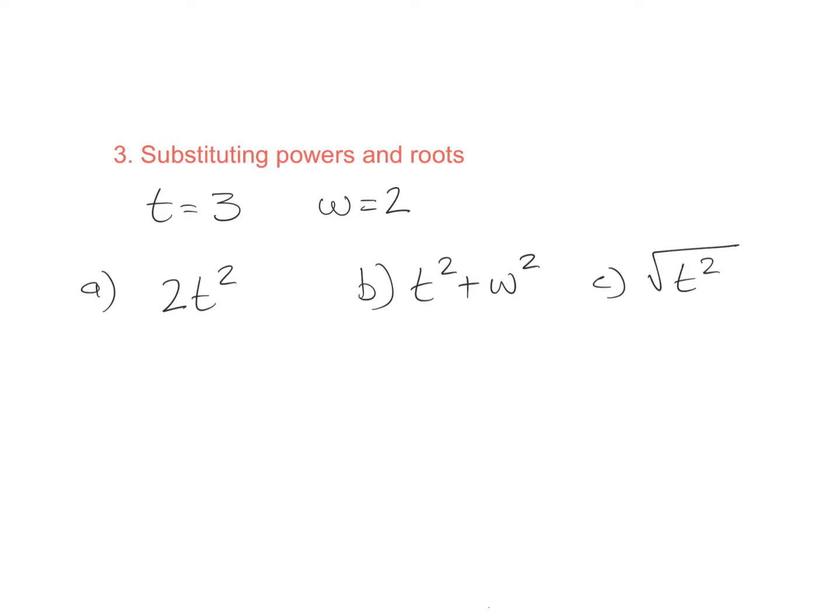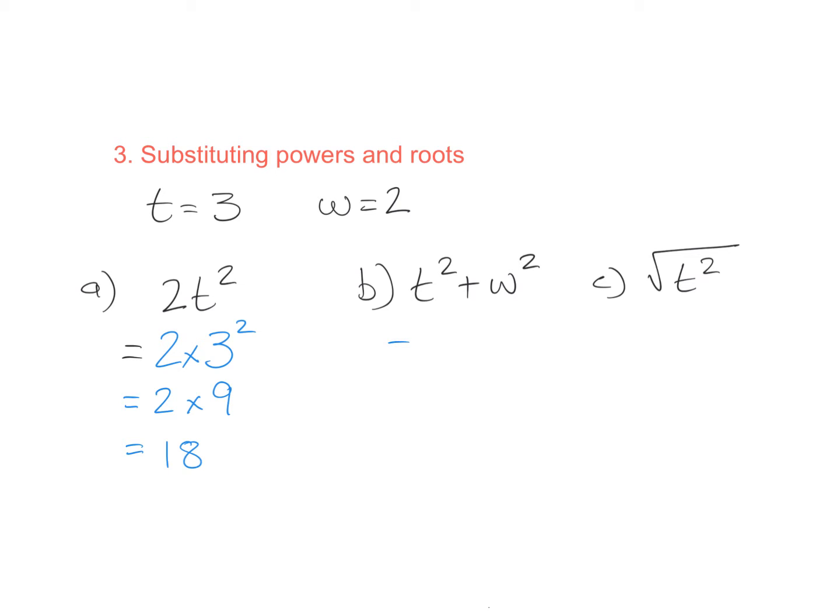Let's have a go at the first one. So we've got a equals 2 multiplied by t, which happens to be 3 squared. And remembering our laws of BIMDAS, our order of operations, we have something called indices. That needs to get done first, and then we'll do our multiplication. So we've got 2 multiplied by 3 to the power of 2, which is the same as 3 times 3. So that happens to be 9. And 2 times 9 equals 18.